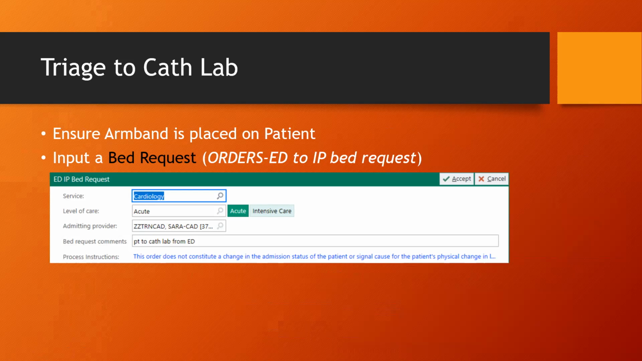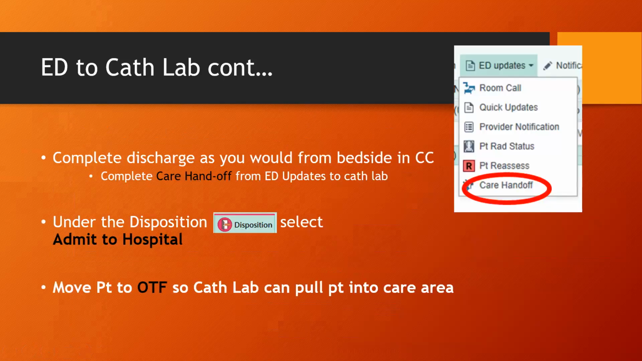So how to do that in Connect Care is you're going to go under the Orders tab, and all you have to do is put bed request in under the search button, and this ED to IP bed request will come up. Your service is cardiology. You're going to put the interventionalist's name as provider, and then you can do a quick request, patient cath lab from Triage or ED, whatever you like, and accept. And that's a quick little bed request. This patient is now admitted into our department.